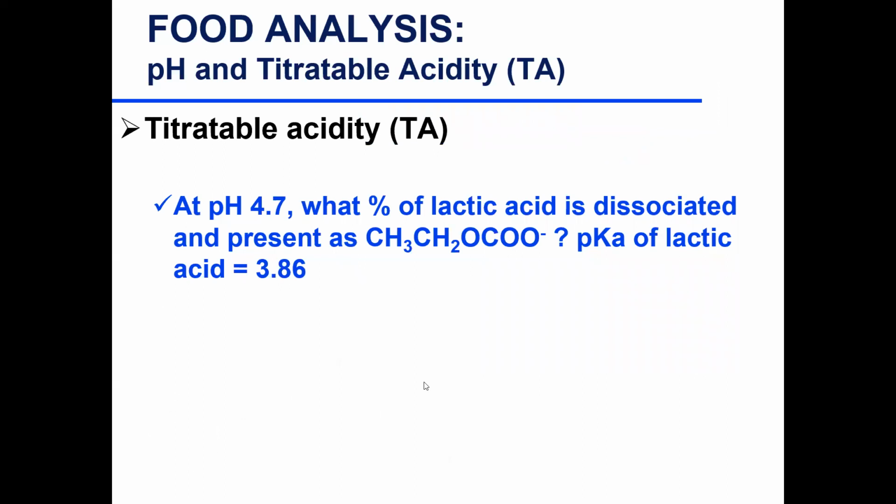So let's go back to doing some calculations here to gradually get us to calculating titratable acidity. At pH 4.7, what percentage of lactic acid is dissociated and present as the conjugate base? That means the lactic acid has lost an H group or a proton. And here you have the pKa of lactic acid at 3.86.